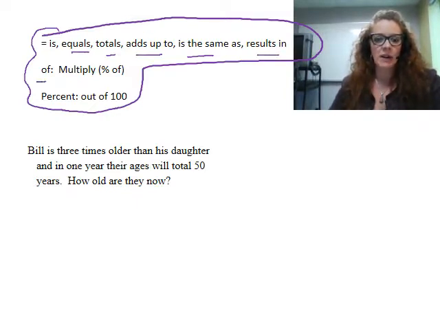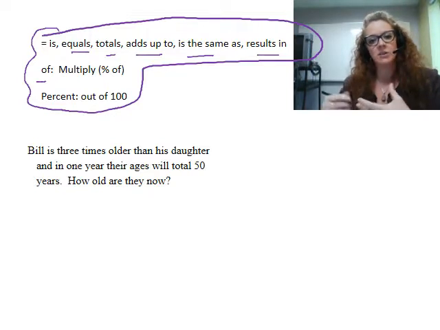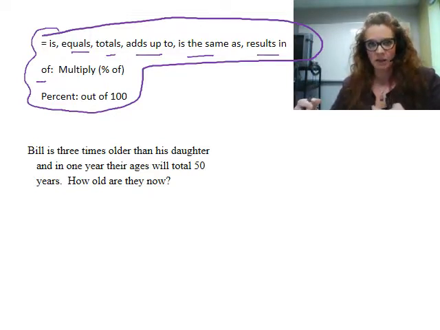Of means multiply, and it's usually when you're talking about percent, because they'll say 20% of, what they mean is 20% times that number. And percent, of course, means out of 100, so you're going to make a fraction out of that one. So here's a little example.